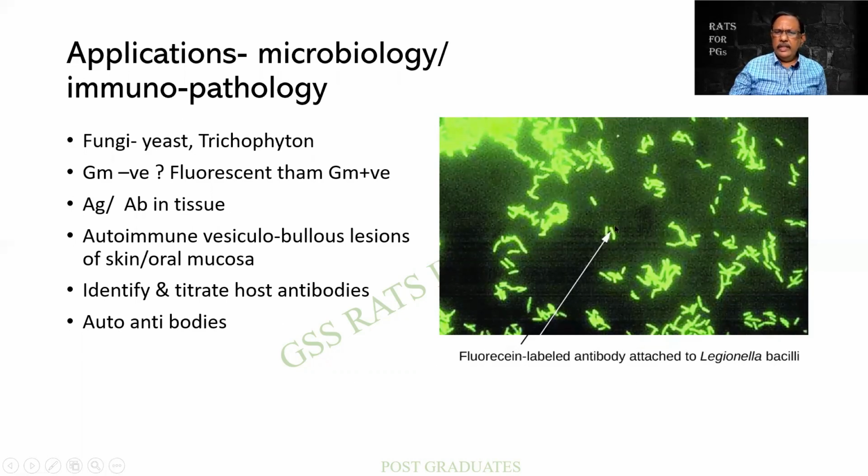This incidentally is a Legionella bacilli that has been given a fluorescent tag, so we are able to identify it. Such will be the color also in a case of auramine rhodamine stain for tubercle bacilli.